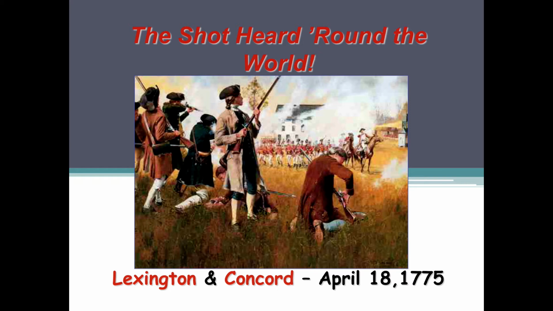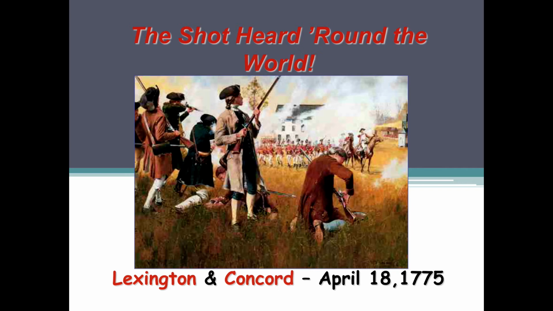Only one British soldier was nicked in the neck. He got a shot, it just barely nicked his neck, and that was it. And supposedly that's it. The British have scared off these rebels, these men who are committing treason against the crown. They go on to Concord. They find absolutely nothing at Concord. So they march back to Boston.